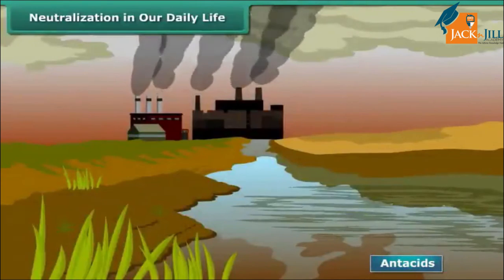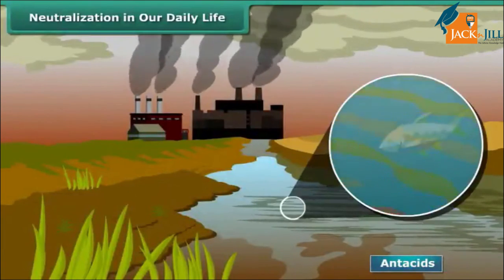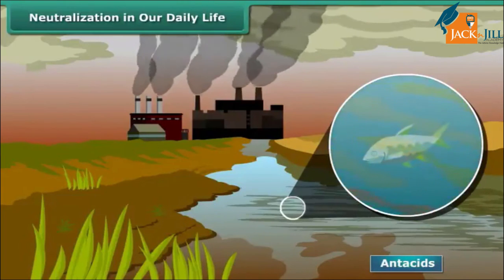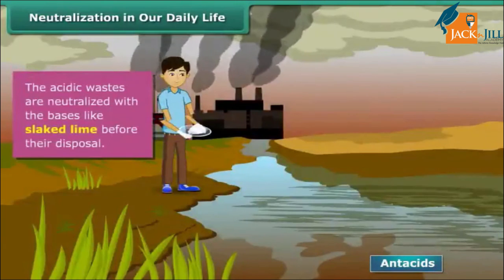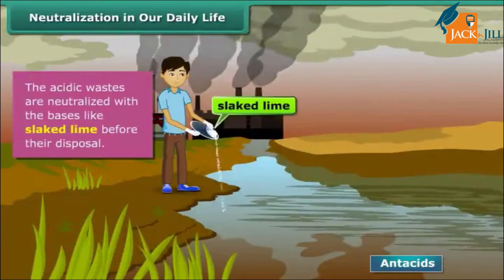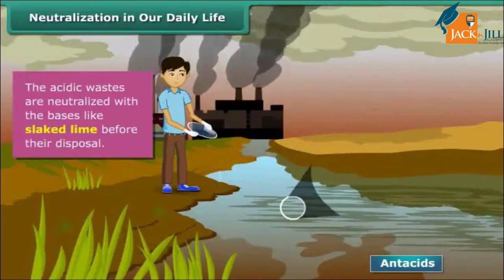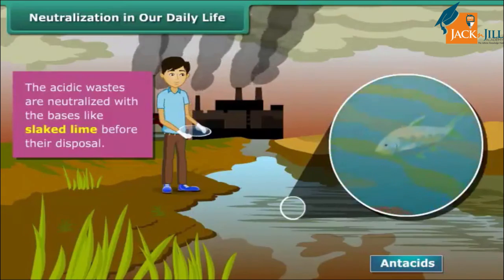Many factories release acidic wastes which, after falling in the water bodies, damage them. As a result, living organisms of water die. The acidic wastes are neutralized with bases like slaked lime before their disposal.